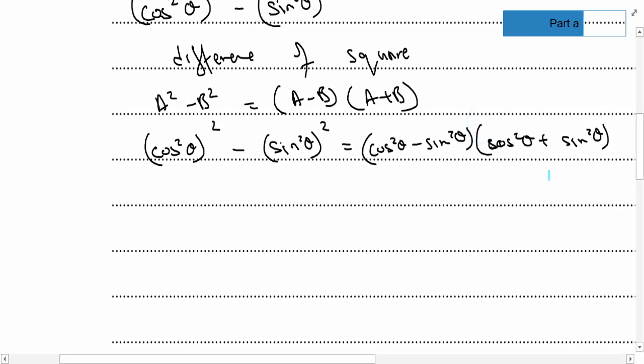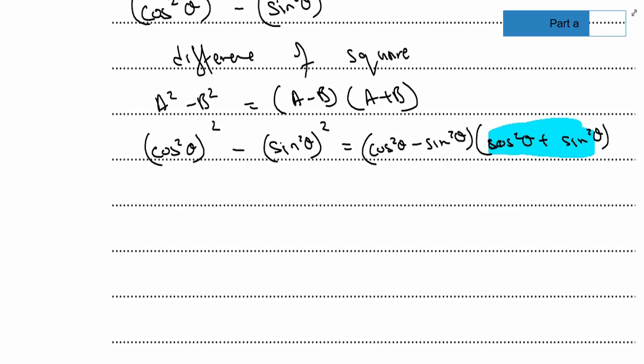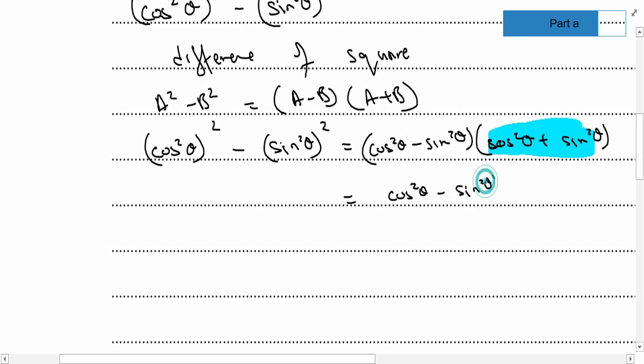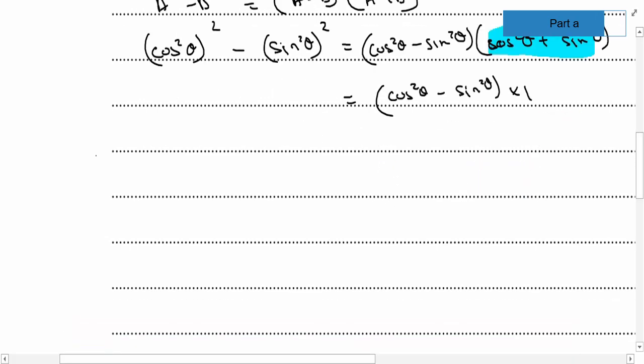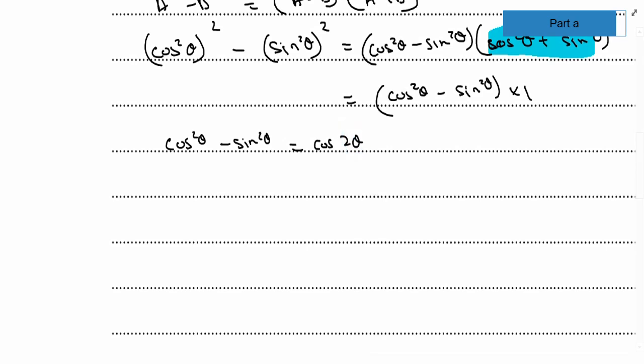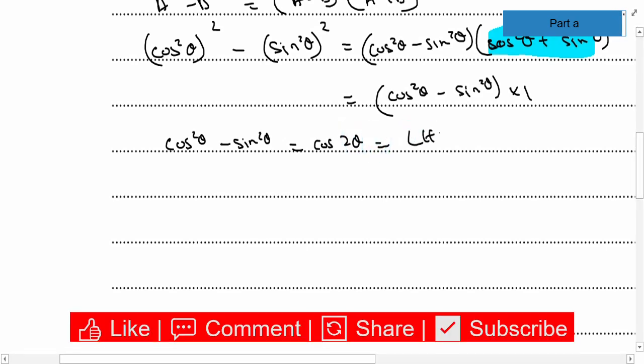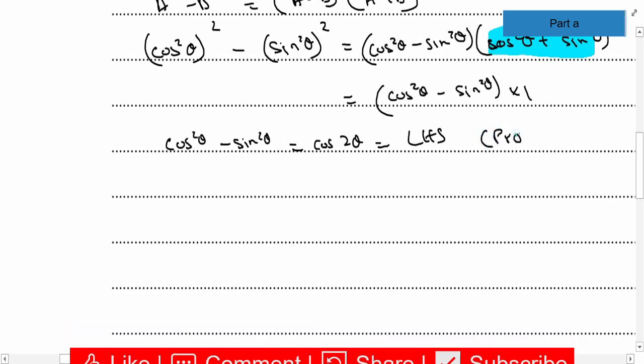We know that cos square theta plus sine square theta is 1. So we can rewrite our equation as cos square theta minus sine square theta whole multiplied by 1. Now we know that cos square theta minus sine square theta equals cos 2 theta, which is equal to the left hand side, which is proved.